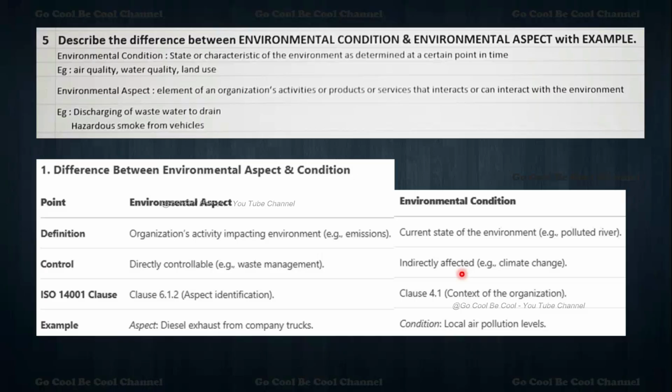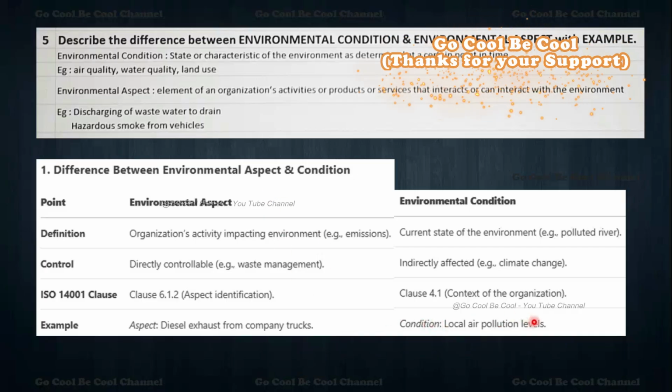Condition is like how the environment is reacting. Aspects, what are all the aspects we have. Clause number 6.1.2 is aspect identification. 4.1 is the context of the organization, condition is under the context of the organization. Example aspect is diesel exhaust from company trucks, that is the aspect we have. Condition is local air quality getting damaged, and pollution levels are also available.